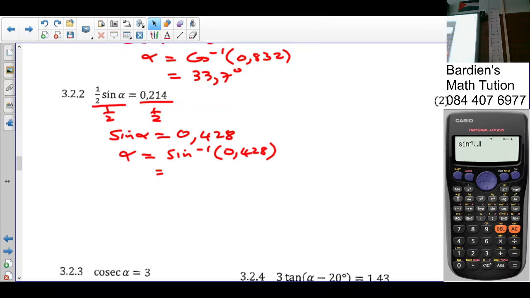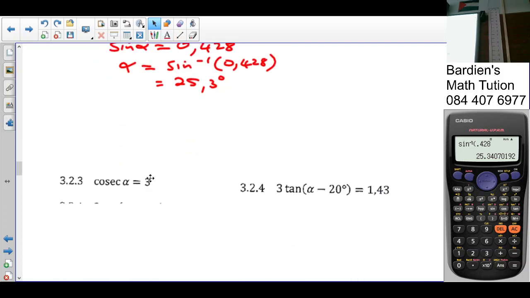The arcsine of 0.428 is 25.3 degrees. Alright. Next one.